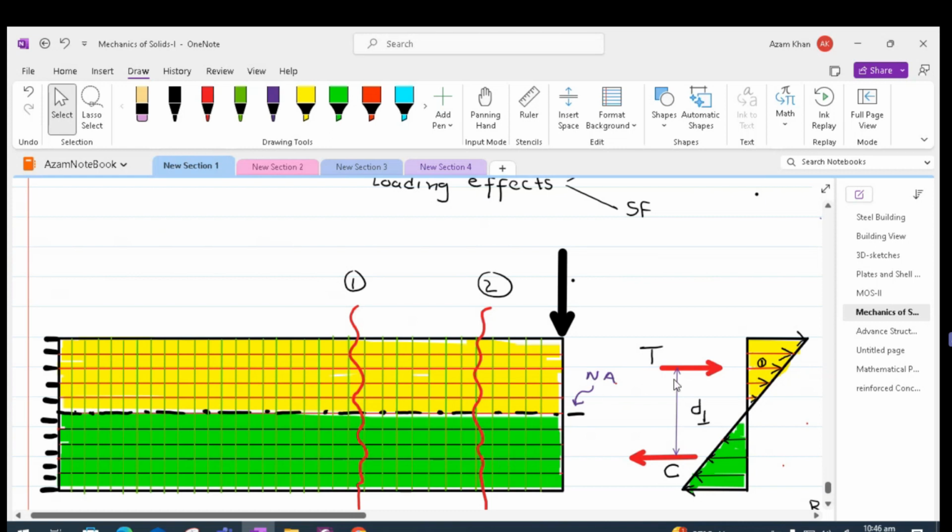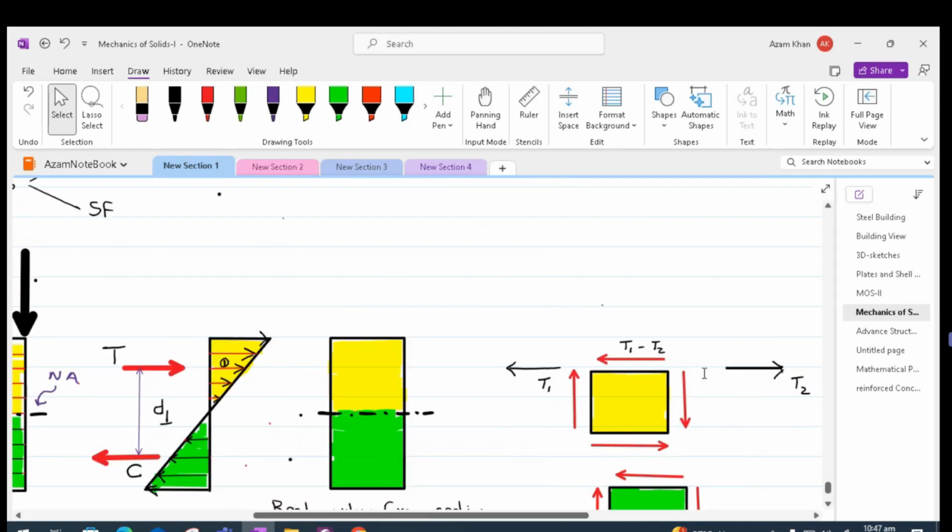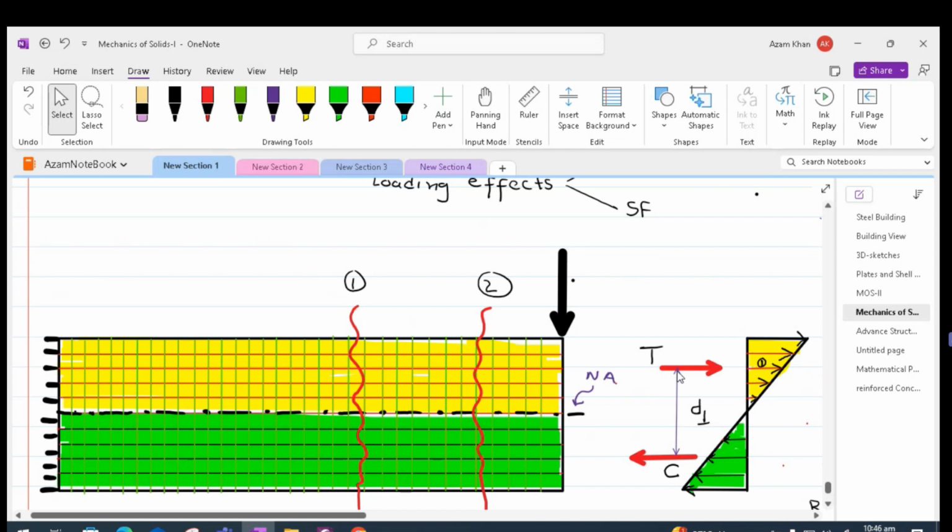Now again, the T at 1 and C at 1 can be decomposed into the corresponding forces as shown. So at section 1, for all these fibers which are above the neutral axis, we can have the T distributed. Similarly, at the bottom fibers, we can have C broken down corresponding to each and every fiber.